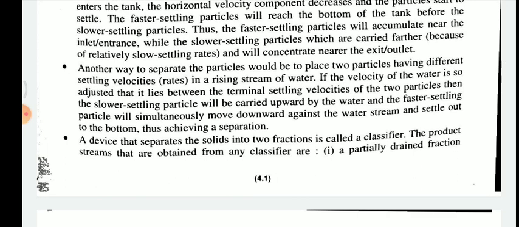Next, a device that separates a solid into two fractions is called a classifier. Here the definition is given. What is a classifier and what is a clarifier? These definitions are important terms, and the question has been asked in GTU, so you have to remember them first. A classifier separates solid particles into two fractions only. A device that separates a solid into two fractions is called a classifier.